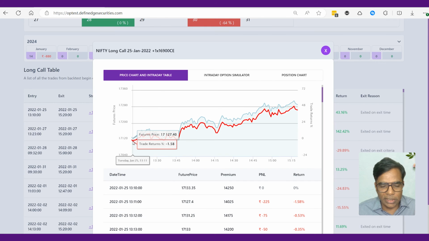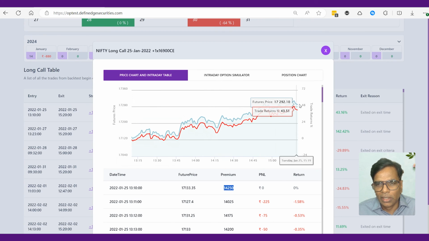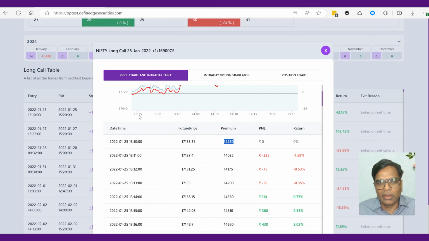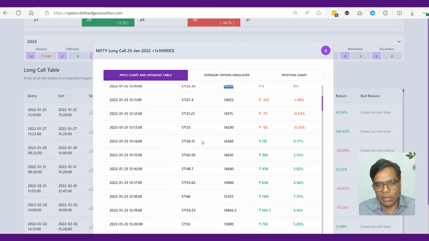Okay, when we got that signal in the PNF chart, we chose at the money. It's around 1 o'clock that we got it. So we entered this particular option, which is the 16,900 call. The premium was 14,250 at that point of time. Okay, and then by the end of the day, 17,100 is the starting price, and it ended at 17,292. Okay, almost 170 points, and that is reflected in the PNL.